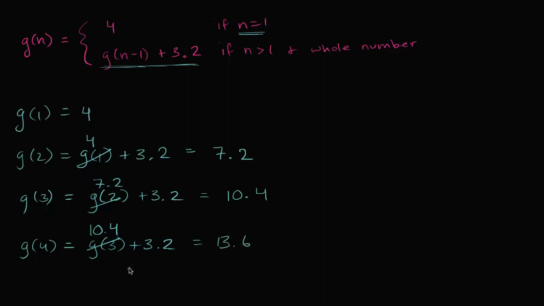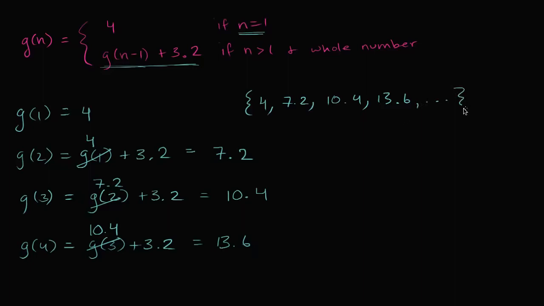And so what you have here is actually quite interesting. You can think of this function g as defined over all positive integers. Because it's defined over positive integers, we can think of it as defining a sequence. And we see what the sequence here is. The first term is 4. Second term is 7.2. Next term is 10.4. Next term is 13.6. And it could keep going on and on and on.